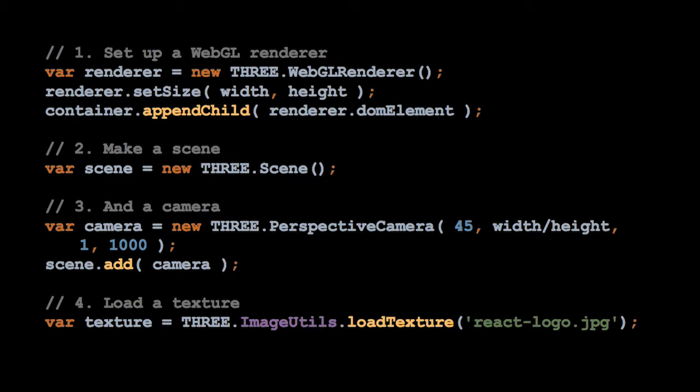Then we have a Three.js scene. This is essentially your kind of world-like concept. It's the container that you put everything else inside, your camera and whatever objects you want to place in the scene. So we create that. Then we have our camera. Now the camera is our viewpoint into the scene. If you haven't done anything with 3D graphics, that might be novel at first, but it's really nice, because, for example, you can change the scene just by moving the camera around and changing the perspective. So then we add that into the scene. And then we load up our texture, our React logo that we want to apply to the cube.